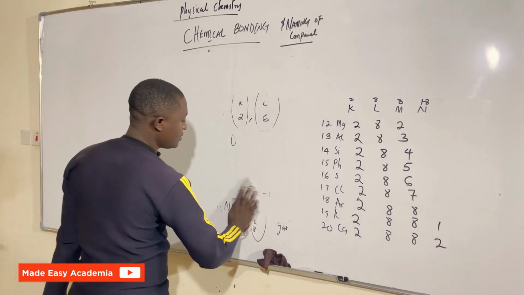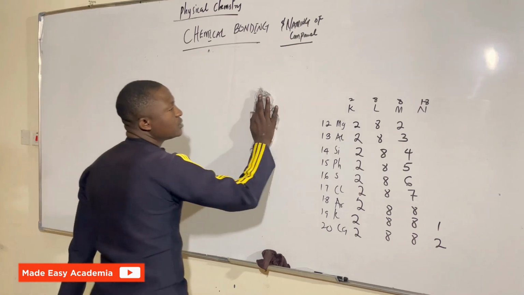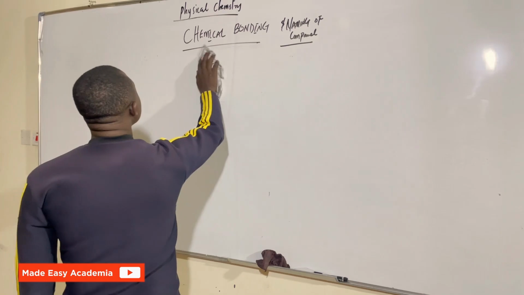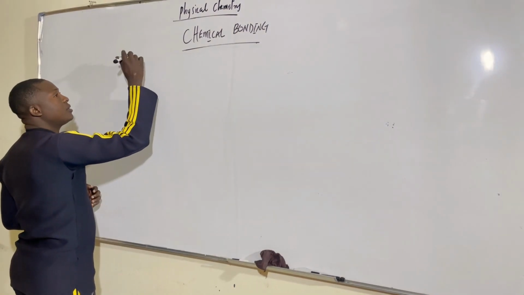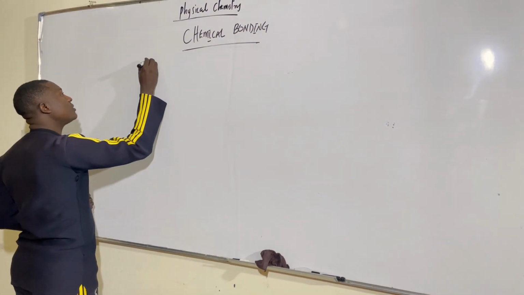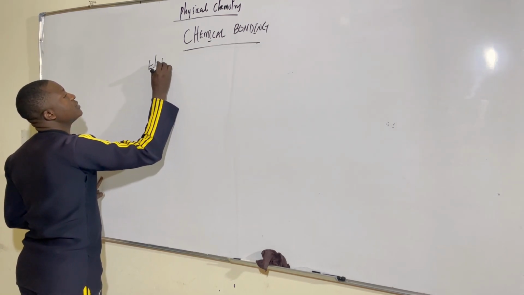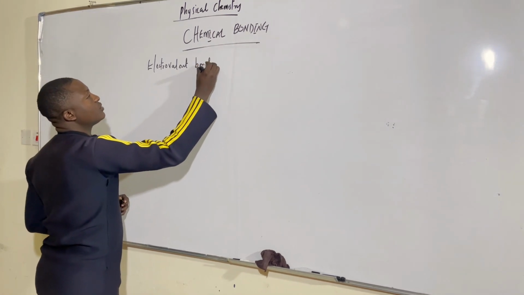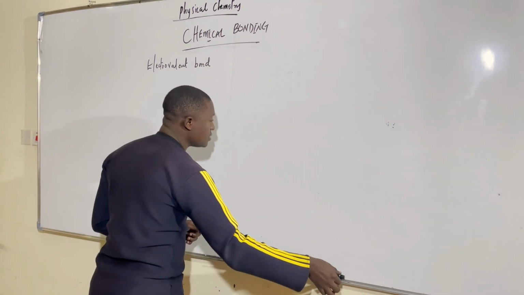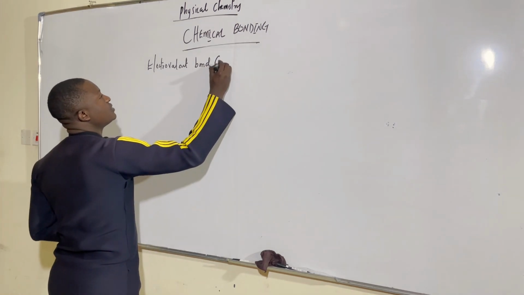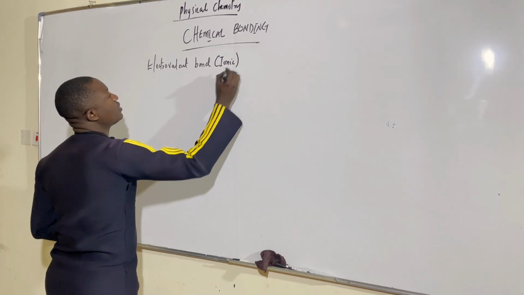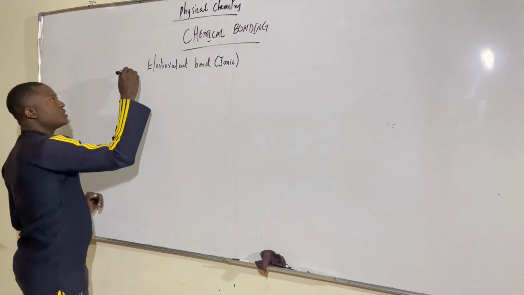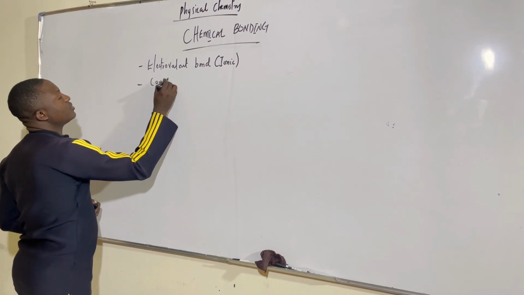So let's see. Let's talk about the two bonds that we are going to talk about here. We have what we call an ionic bond. This is also called an electrovalent bond. It's still the same thing. Either they use ionic bond or they call it an electrovalent bond. It's still the same. Then the other one, we call it a covalent bond.